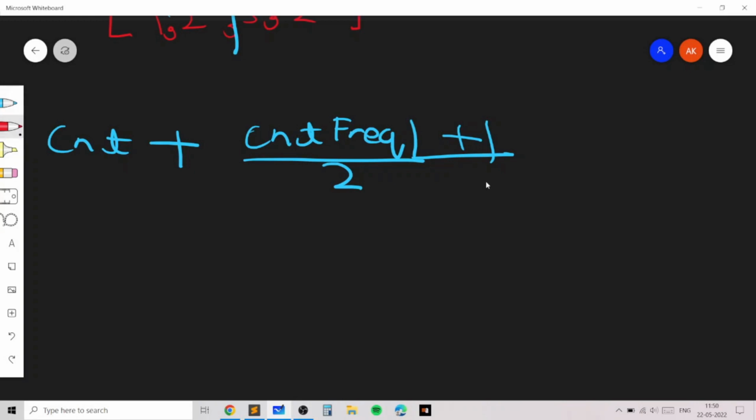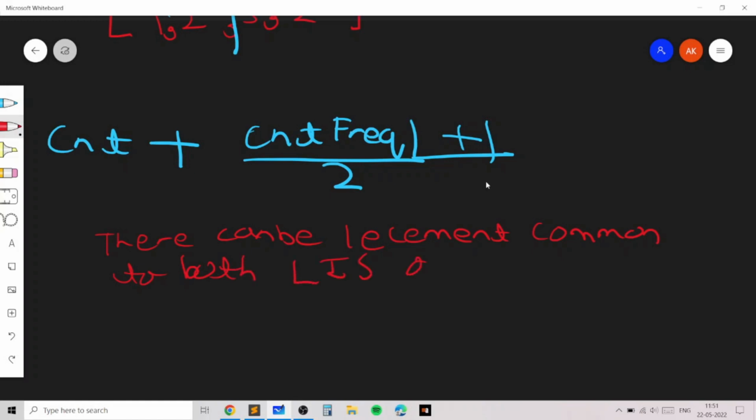The reason why you take the ceiling is because there can be one element which is part of both the LIS and the LDS. So common to both LIS and LDS, there cannot be more than one element, because obviously the largest element can be common to both, the other elements cannot be common to both. So that's why there can be one element common to both LIS and LDS, and hence we are essentially just making the use of that common element.